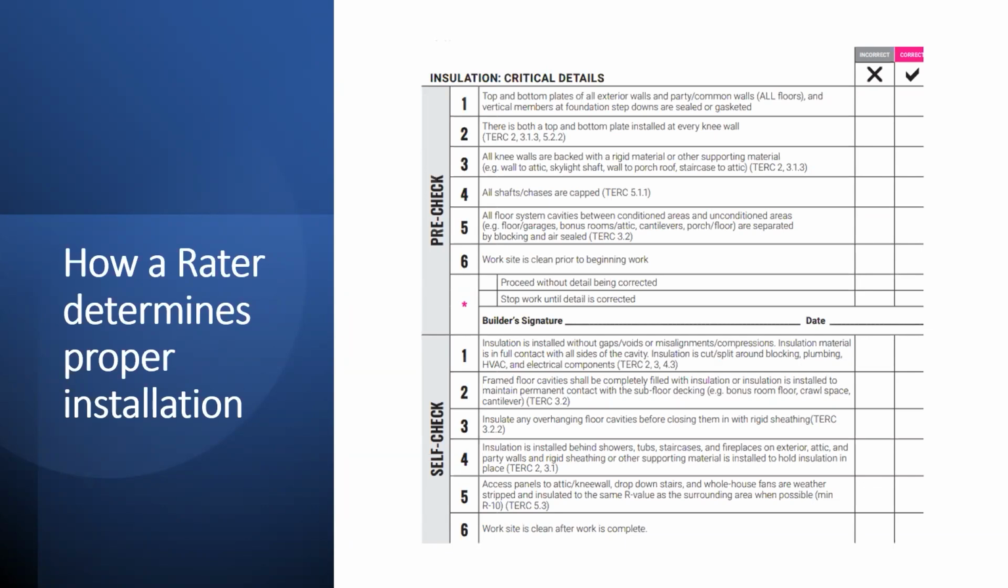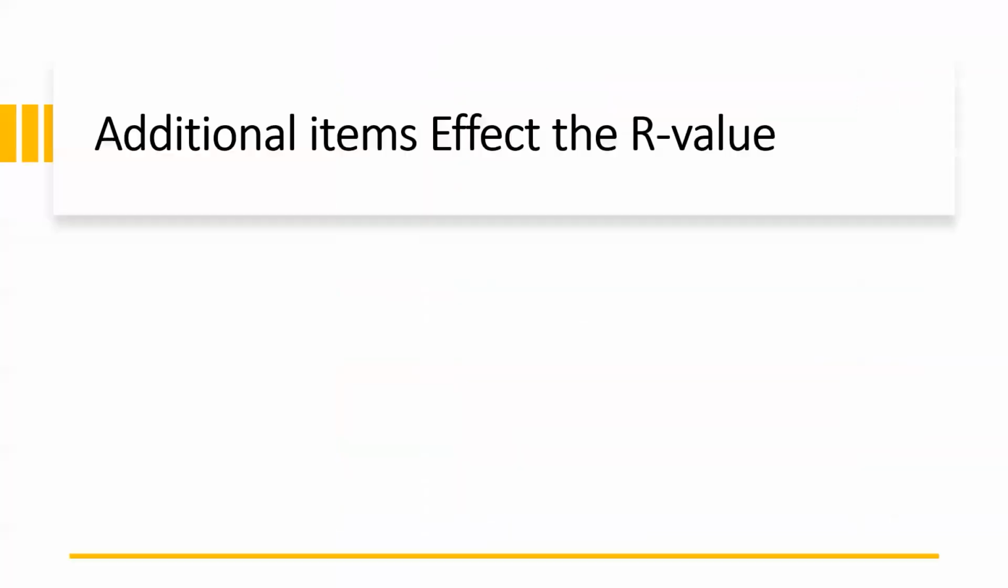Insulation is installed behind showers, tubs, staircases, fireplaces, on exterior, attic, and party walls, and rigid sheathing and/or other supporting material is installed to hold insulation in place. That gives us the whole, there needs to be an air barrier on the inside and something to hold it in place. Access panels, attic knee wall, drop down stairs, whole house fans are weather stripped and insulated to the same R value of the surrounding area when possible, minimum R10. That kind of goes without saying: if it's possible, insulate to the same. If it's too difficult, R10 is acceptable.